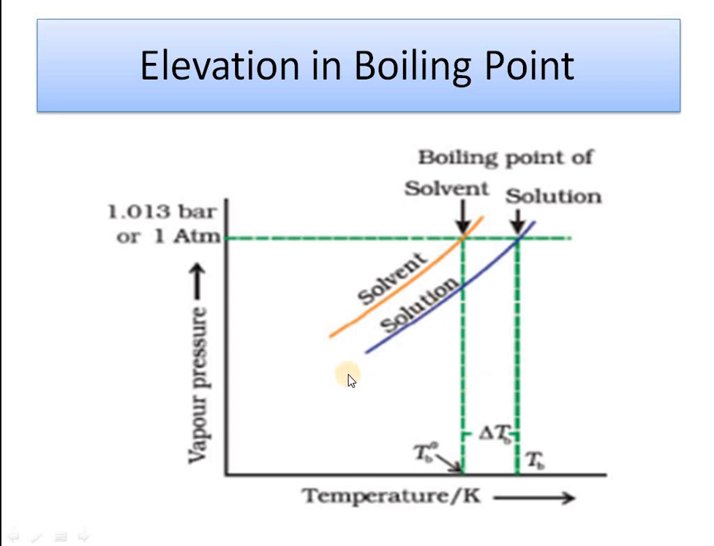Now what happens when a solution is there? The vapor pressure equals atmospheric pressure only at TB. So this TB is more than TB naught. This increase is known as the elevation in boiling point.